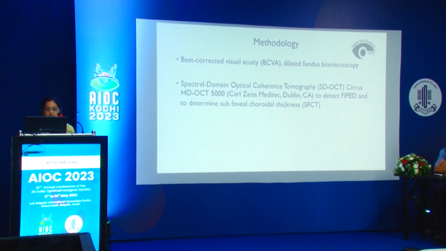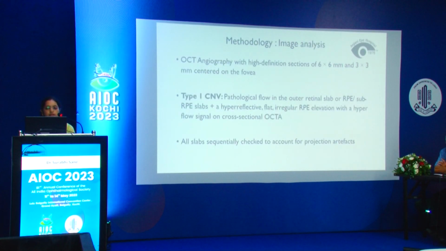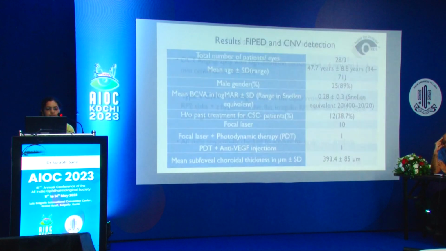A comprehensive ophthalmic examination was done for all patients, including best-corrected visual acuity with logMAR and dilated fundus biomicroscopy. Optical coherence tomography with Cirrus HD-OCT 5000 was done to detect FIPEDs and also to determine subfoveal choroidal thickness. OCT angiography was done to detect a type 1 choroidal neovascular membrane, which was defined as a pathological flow in the outer retinal slab or the sub-RPE slab in the area of the FIPED. If a 3x3 millimeter scan did not detect a CNV, the absence was confirmed on a 6x6 millimeter scan as well. All slabs were sequentially checked to avoid projection artifacts.